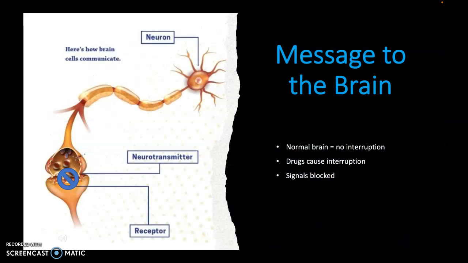In a normal brain, the neurotransmitters attach to the receptors and communicate effectively with the brain. When drugs are consumed, the substance interferes and blocks the signal from being delivered properly. This is an illustration of the process of signals from the neuron to the receptors.